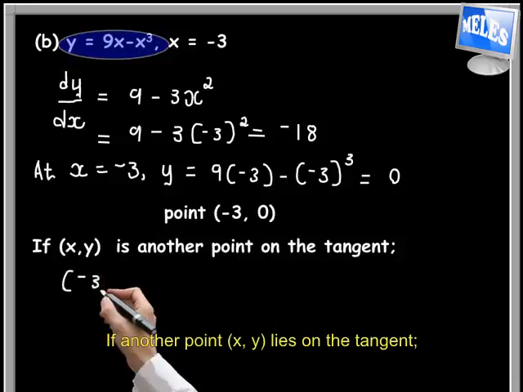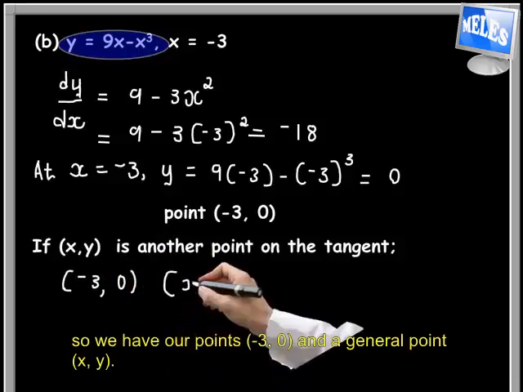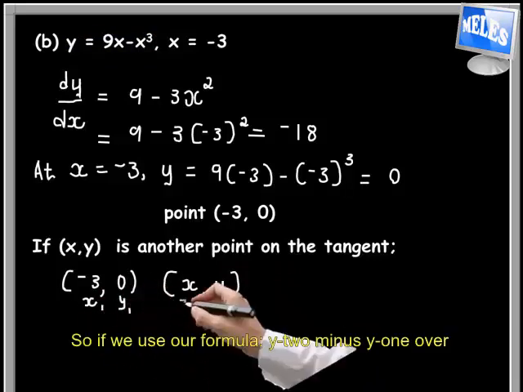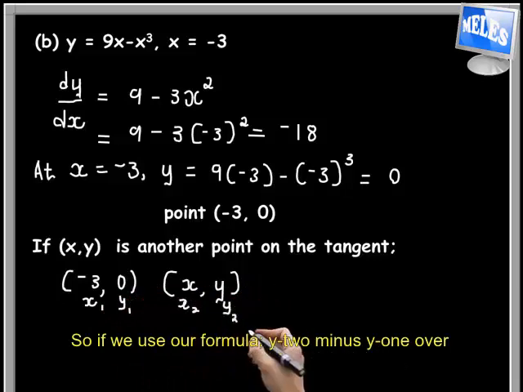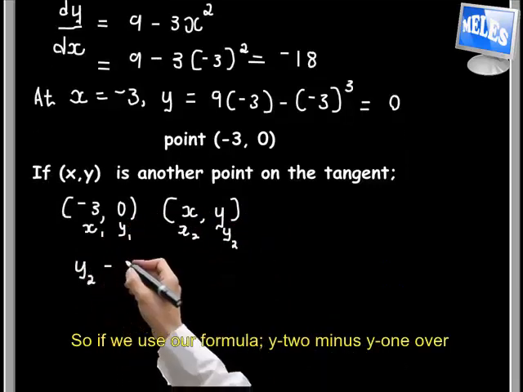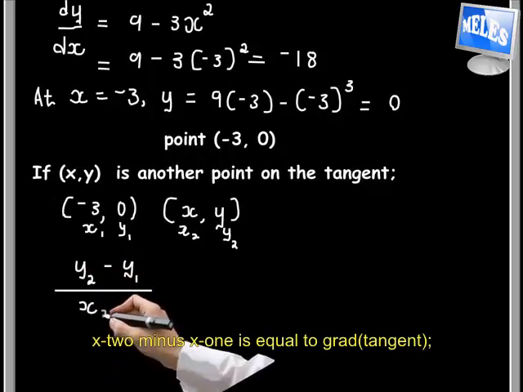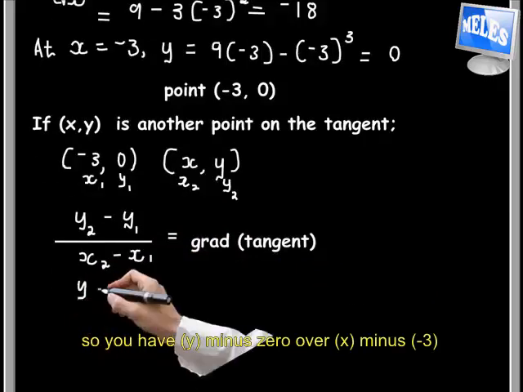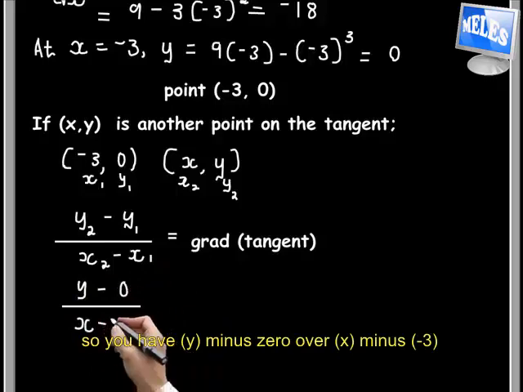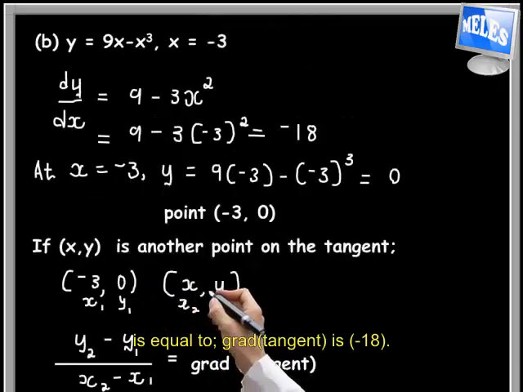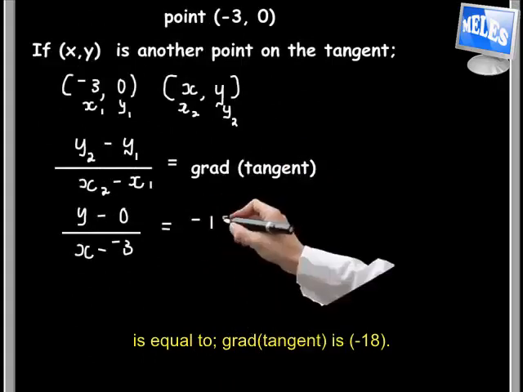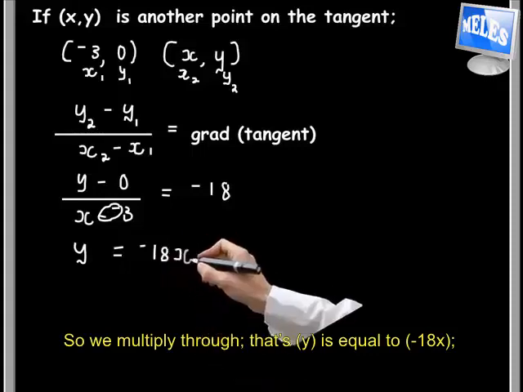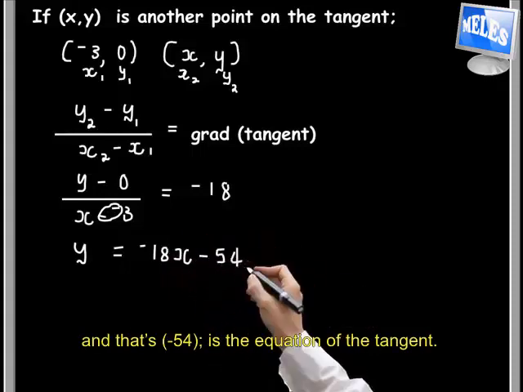If another point (x, y) lies on the tangent, we have our points (negative 3, 0) and the general point (x, y). So if we use our formula, (y2 minus y1) over (x2 minus x1) is equal to the gradient of the tangent. So we have (y minus 0) over (x minus negative 3) is equal to negative 18, the gradient of the tangent. So we multiply through, that is y equals negative 18x minus 54, the equation of the tangent.